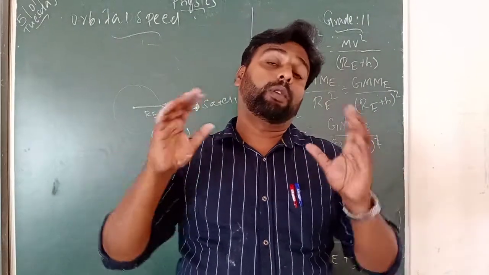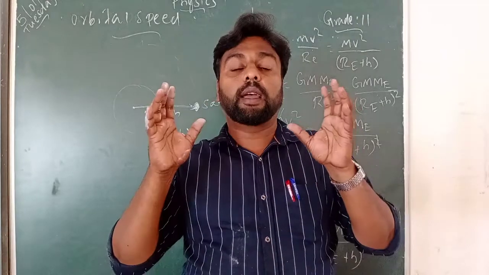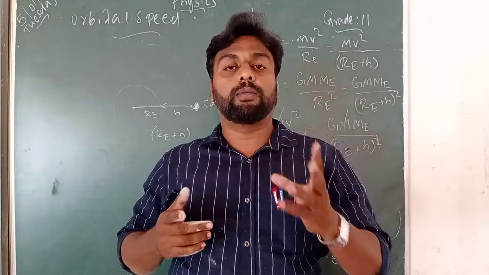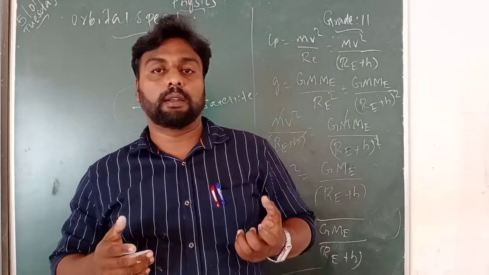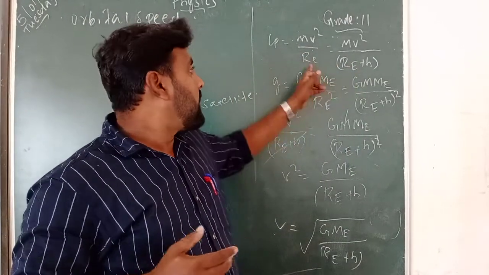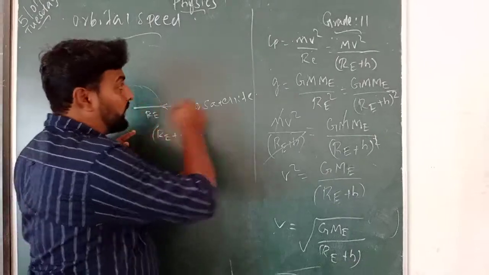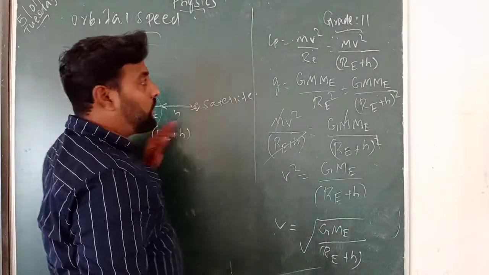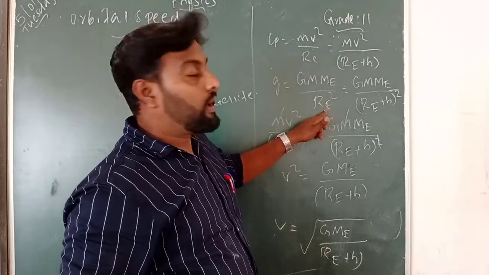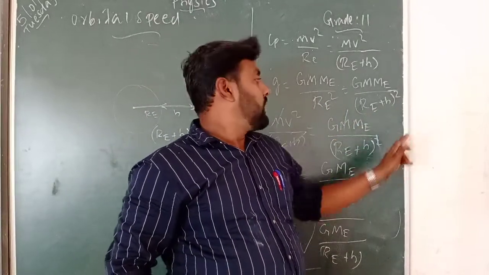object, the satellite, is revolving around the Earth. When this satellite revolves around the Earth, it has some centripetal force to revolve, and this centripetal force is provided by the gravitational force. The centripetal force, we know, is m v square by r. So here r means what? The radius means this much distance, Re plus h. Now this centripetal force is provided by the gravitational force. g is equal to G m e by Re square, here also instead of Re plus h.